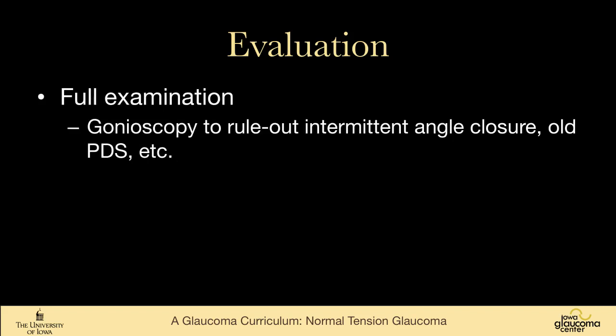As we evaluate these people, we do a full examination and gonioscopy to rule out things like intermittent angle closure glaucoma, old pigment dispersion, and other things. Is there something that you can blame this on? Could this be high pressure that's intermittent or old? This is a 75-year-old patient who presented with normal pressure glaucoma and on slit lamp exam has a Krukenberg spindle, completely normal intraocular pressures.